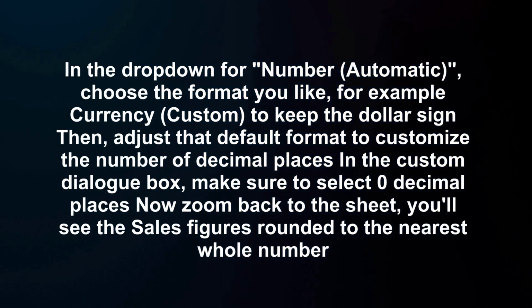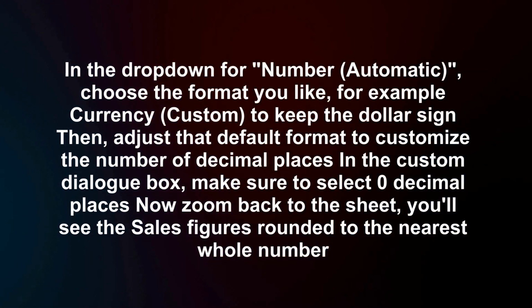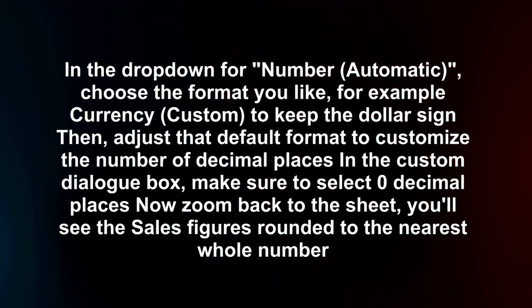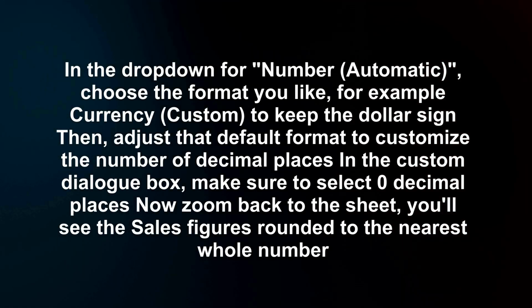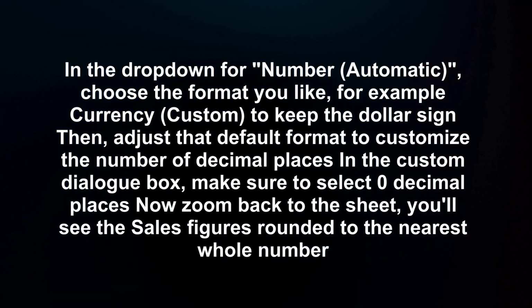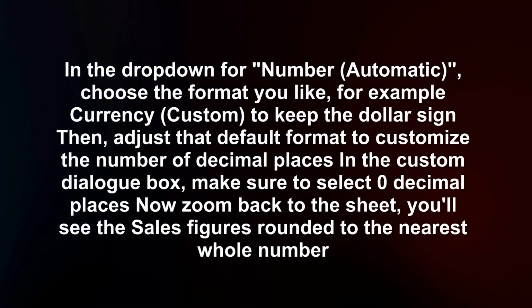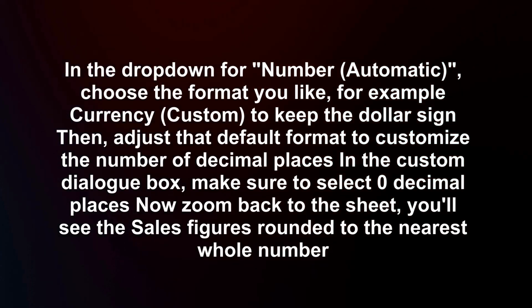In the drop-down for Number Automatic, choose the format you like, for example Currency Custom to keep the $ sign, then adjust that default format to customize the number of decimal places in the Custom dialog box. Make sure to select 0 decimal places. Now zoom back to the sheet. You'll see the sales figures rounded to the nearest whole number.